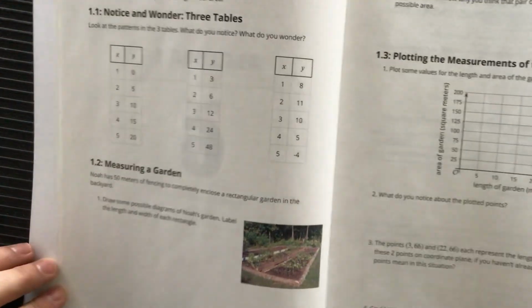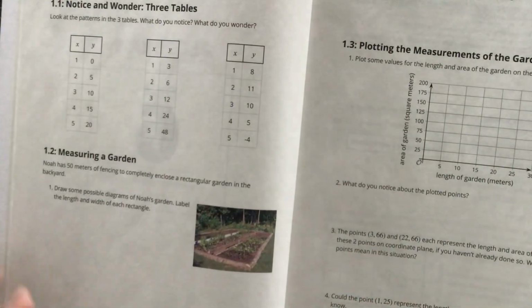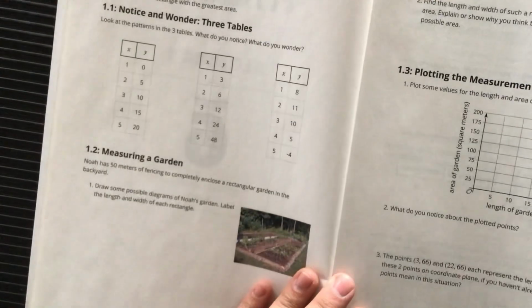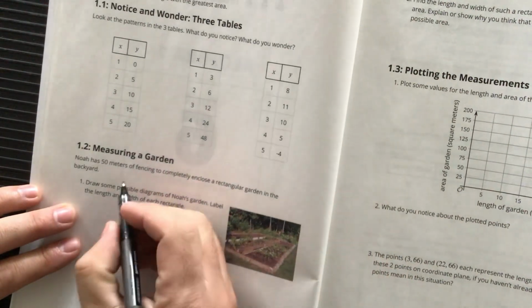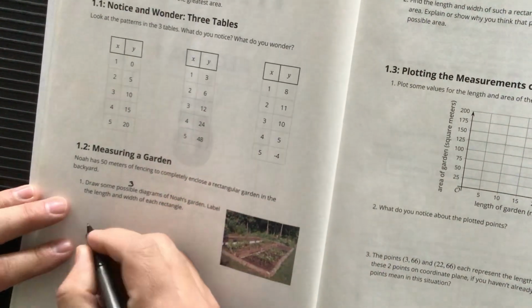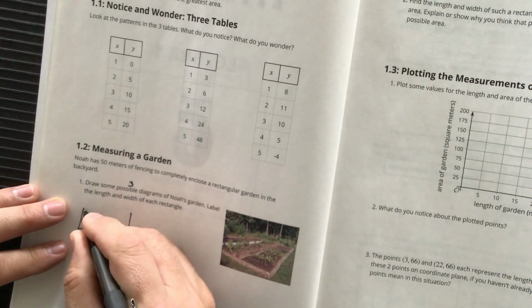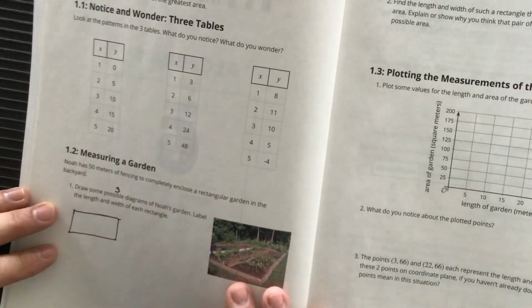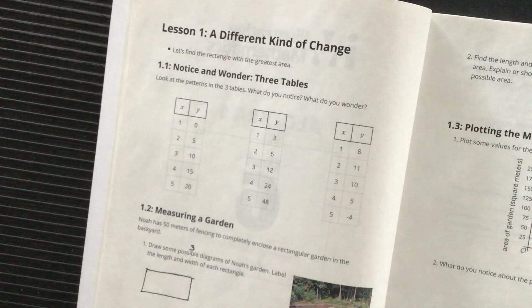Question number 2, Jordan, would you read that, please? Noah has 50 meters of fencing to completely enclose a rectangular garden in the backyard. Draw some possible diagrams of Noah's garden. Label the length and width of each rectangle. All right, so let's draw 3 here, 3 different gardens. And let's use all 50 feet of fence. Meters, thank you.